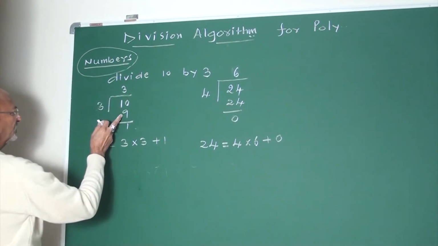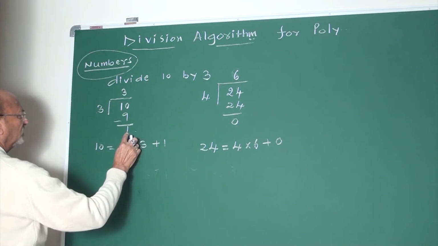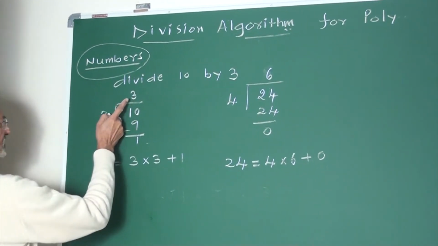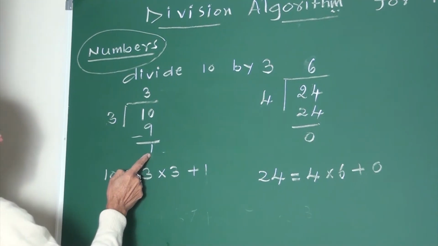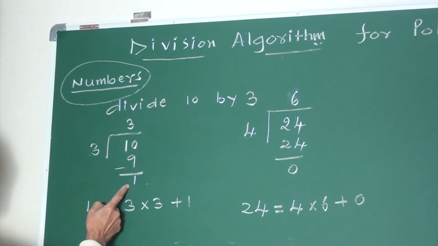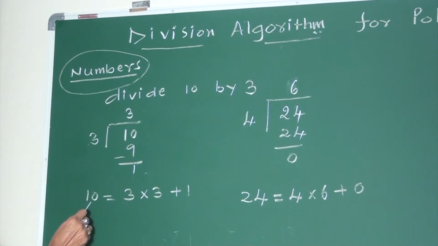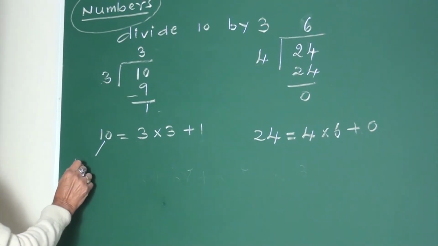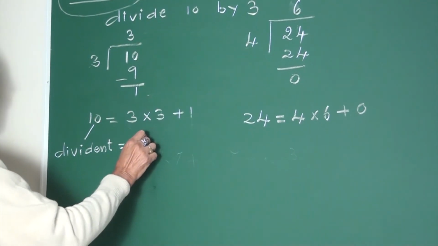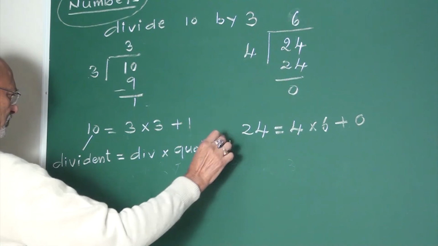3 into 3 is 9. Changing the sign, 10 minus 9 is 1. You know the names: this is the dividend, this is the divisor, this is the quotient, and this is the remainder. Therefore, dividend equals divisor into quotient plus remainder. 3 into 3 is 9, and 9 plus 1 is 10. So dividend equals divisor into quotient plus remainder.